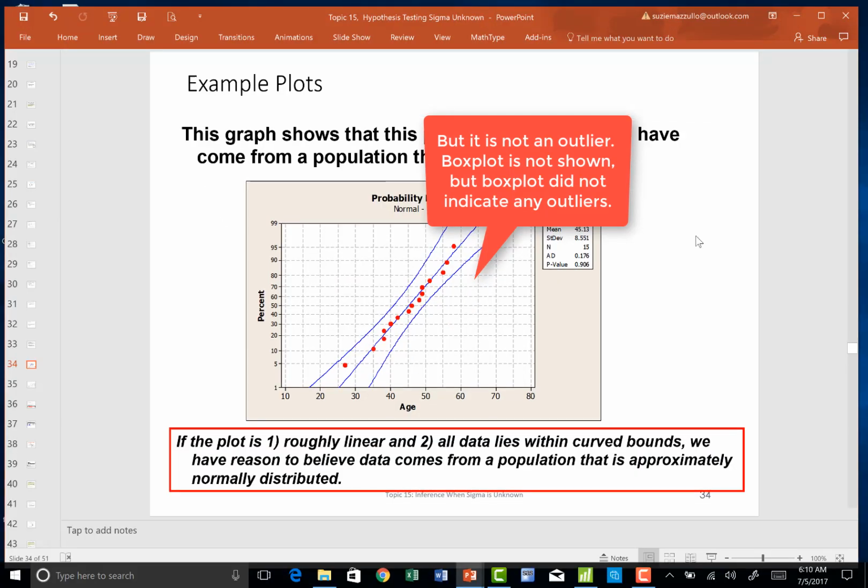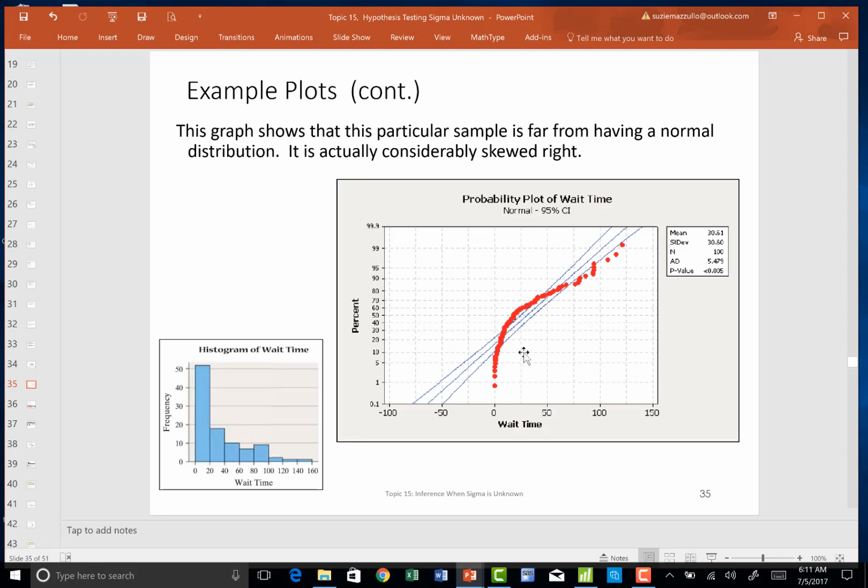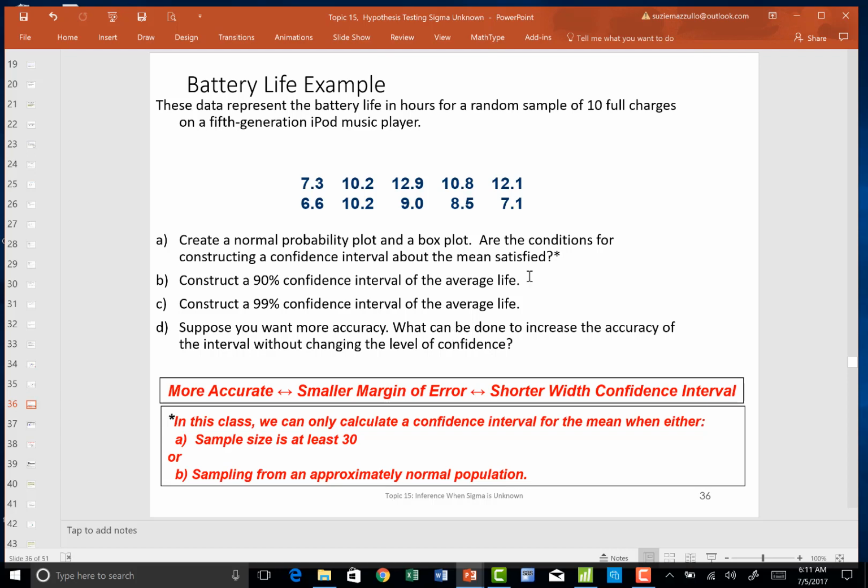So that's when we do a box plot. And this is showing data that's clearly not normally distributed. It's bowed. When it's bowed down like that, it's right skewed. If it was bowed this way, it would be left skewed. So if any of our data is bowed, definitely not normally distributed. And if the sample size is 30 or less, we wouldn't use this technique.